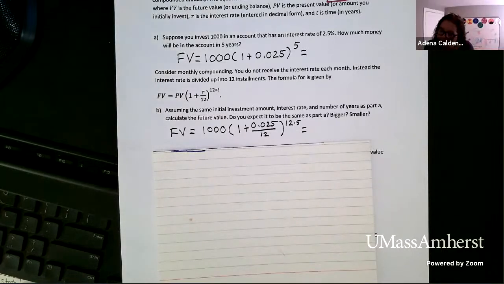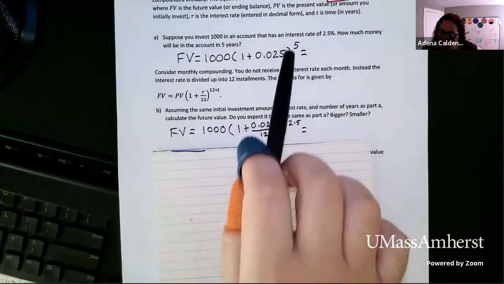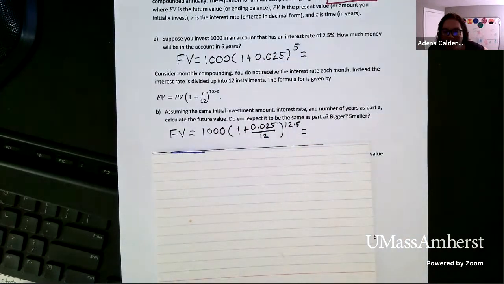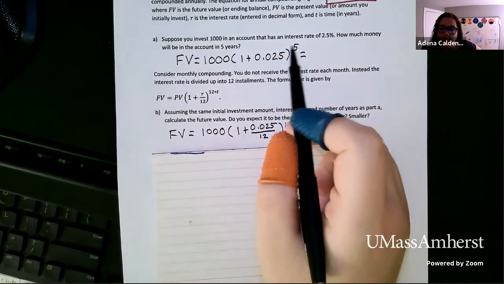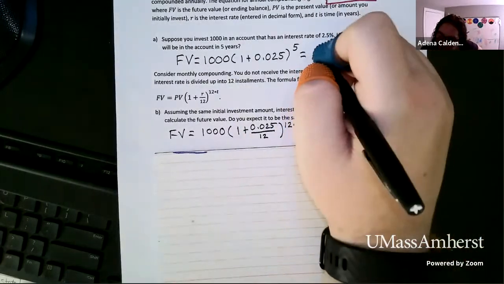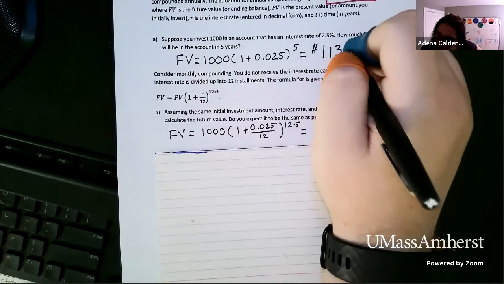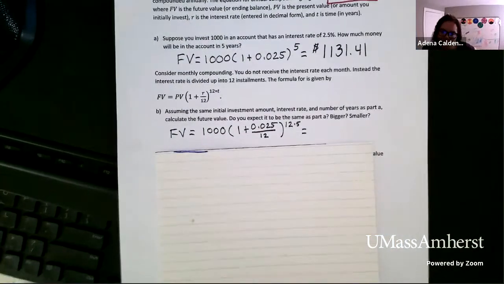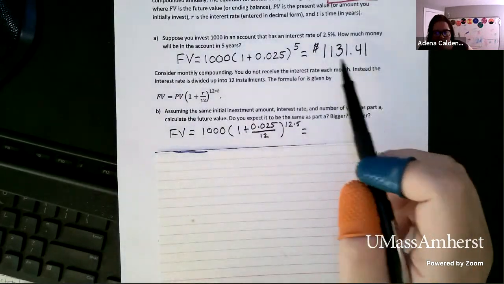All right. So again, this is really just about making sure we can plug things in correctly. The present value is 1,000, that goes in front. We had to convert our percentage into a decimal, so 0.025, and that's raised to the 5th power. Then we have to be really careful plugging everything into our calculator. We're going to want to do the term to the 5th power first and then multiply by 1,000. And when we do, we're going to get $1,131.41. I rounded to 2 decimal places because we're talking about money. How much money will we have? At the end of 5 years, you can see we've made about $131 in interest.